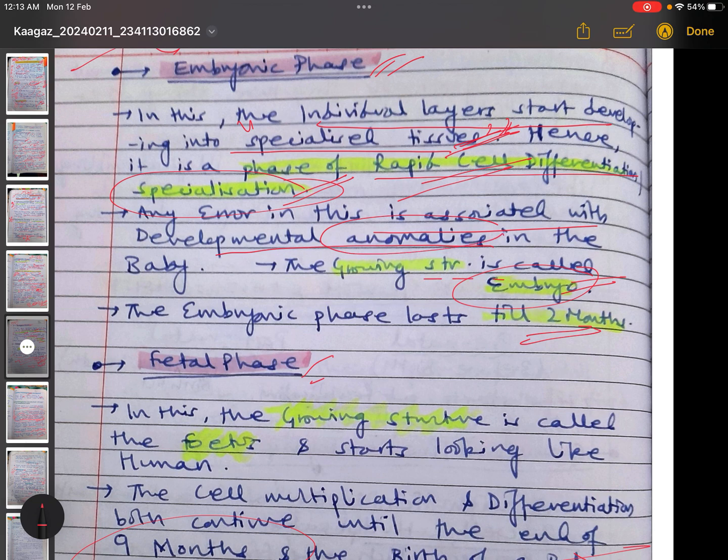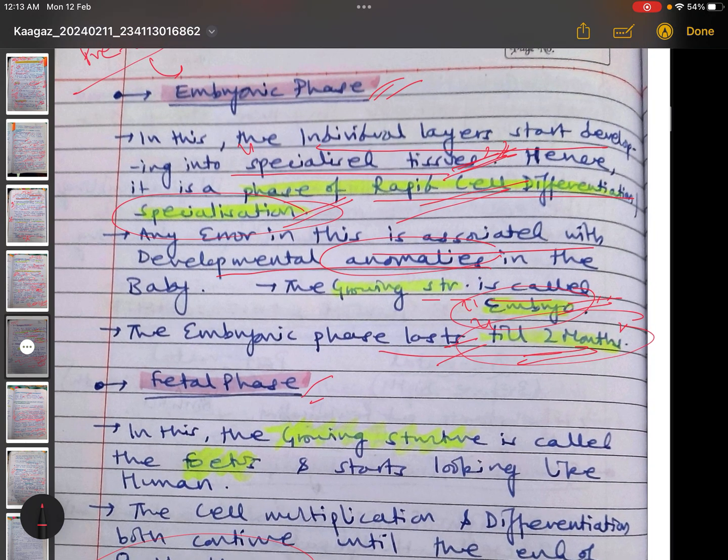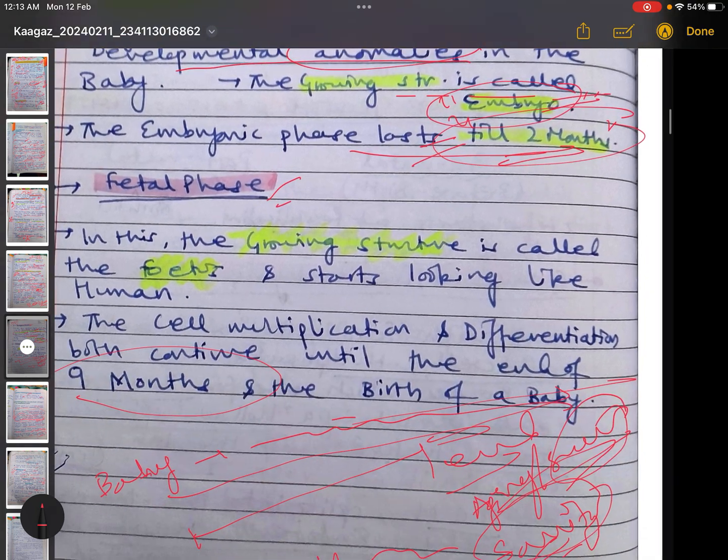In the baby, the growing structure here is called the embryo. The embryonic phase lasts for about 2 months. The things which I've highlighted with the neon color are the keywords. These things should be seen by the examiner in your answers.